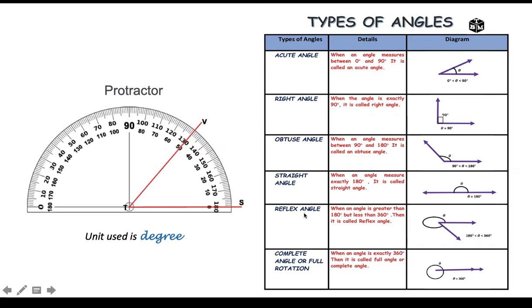While a reflex angle is an angle that measures more than 180 degrees but less than 360 degrees. So from here, going here. And lastly, the complete angle or full rotation angle. So it starts from here, going back here. So it makes one complete revolution and it measures exactly 360 degrees.